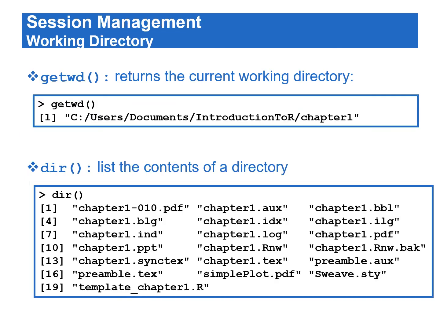In the last section of this video, we will talk about session management. The working directory is the directory in which we'll look for and save files. We can find out the current working directory by using the getwd function. We can use the dir function to list the contents of a directory.